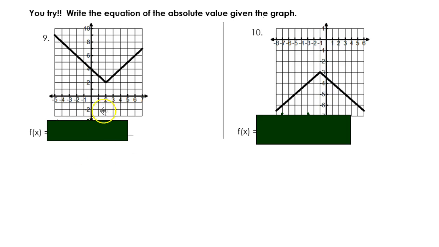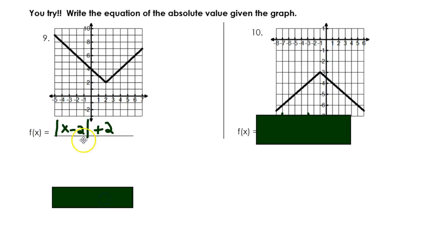Okay, in number 9, the vertex is 2, 2, which means that inside the absolute value, we're going to have minus 2 for the right 2, and plus 2 at the end for the up 2. When you look at the slope, it's up 1 over 1. Well, it is unnecessary to write a 1 in front of absolute value, just like it's unnecessary to write a 1 in front of a variable. It's understood to be there, so you don't need to put the 1 there. You can just write it as the absolute value of x minus 2 plus 2.